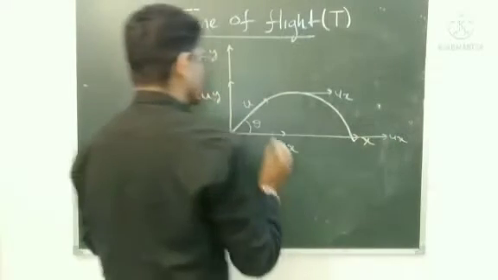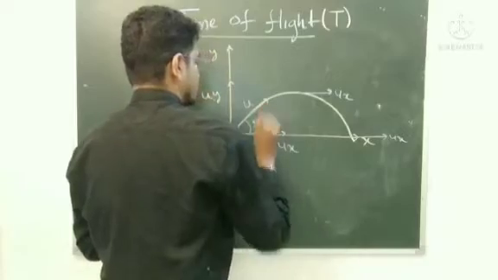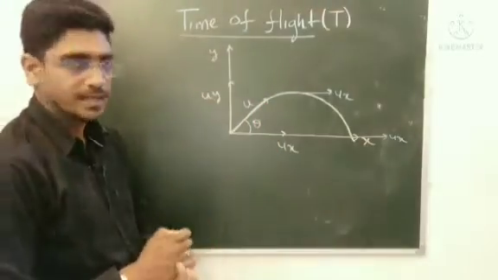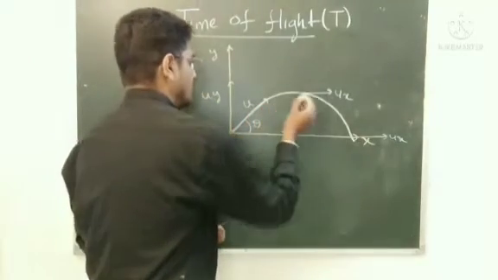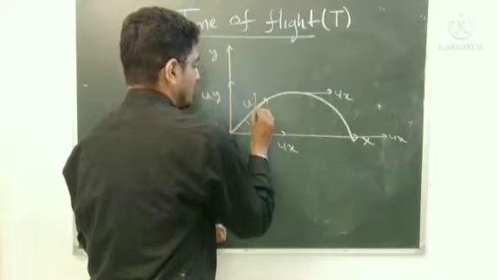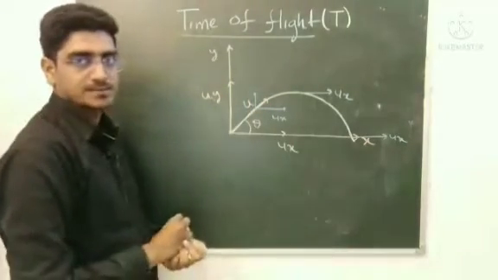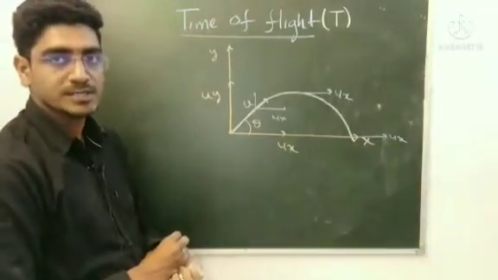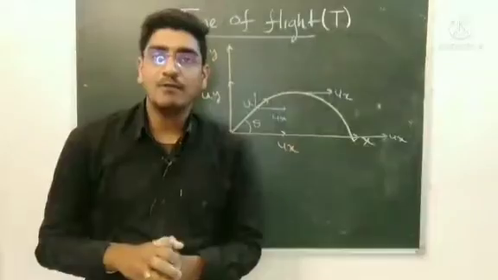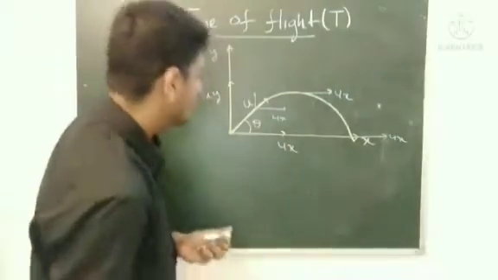As we know, the horizontal component of velocity is always the same, it is constant, but the vertical component changes. Horizontal component is always fixed, but the vertical component always changes. So now what we have to do is first find out the time of flight for the projectile. Let us discuss the time of flight.